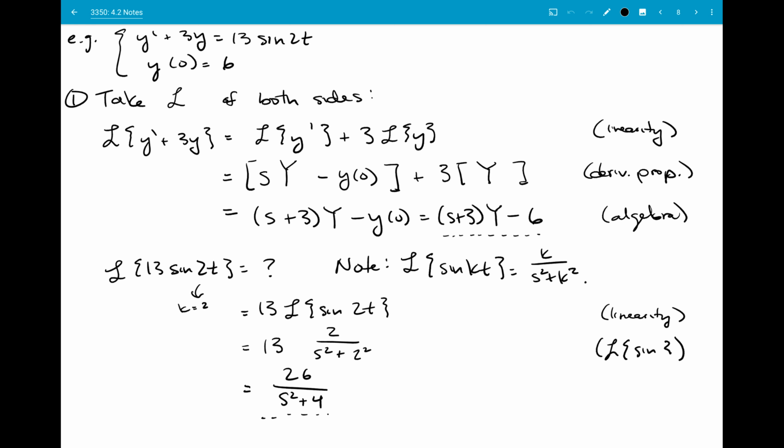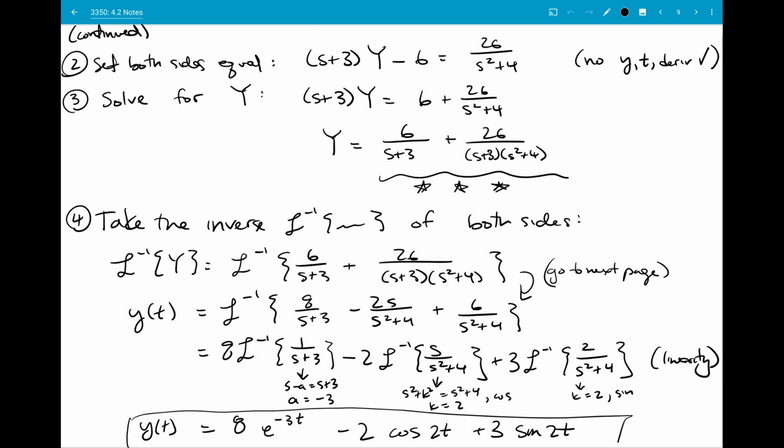The first one, we sort of went through all those steps I just said. We took the Laplace transform of both sides, y prime plus 3y and 13 sine 2t. And then we set those sides equal to each other, and then we solve for capital Y. And then we wanted to take the inverse Laplace transform of both sides. The left side is always easy. We just have y of t. But the other side was difficult.